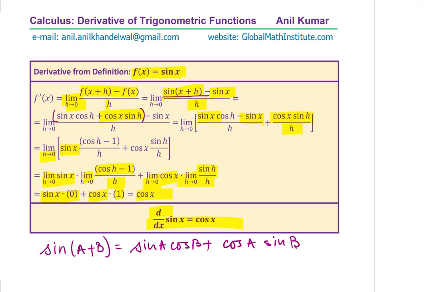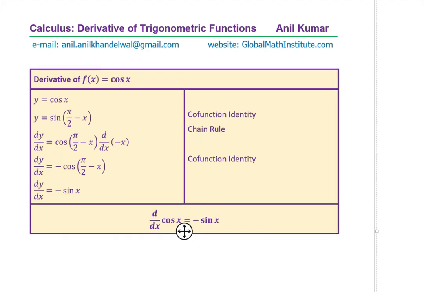Is this derivation clear? I'd like you to pause the video, look at it, understand each and every step, and then move forward. You might have to find the derivative of the secondary trigonometric ratios using first principle. Okay, exactly the same steps. So that could be your exercise. Now let's move on and find the derivative of cosine x.